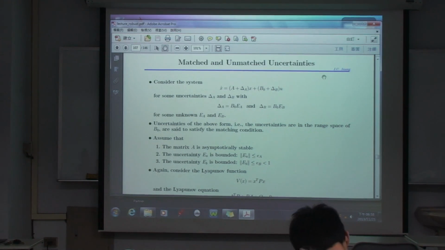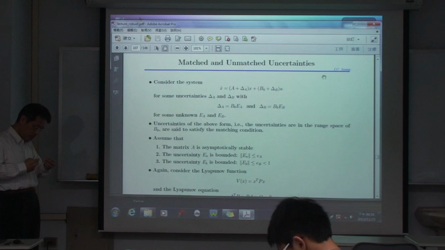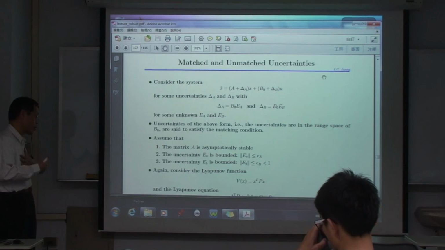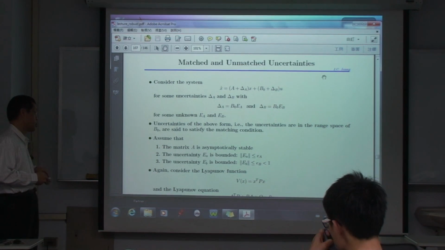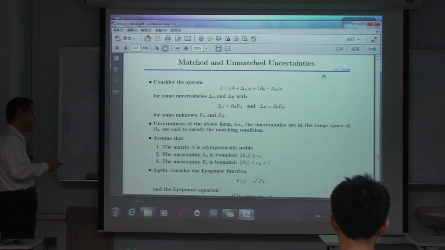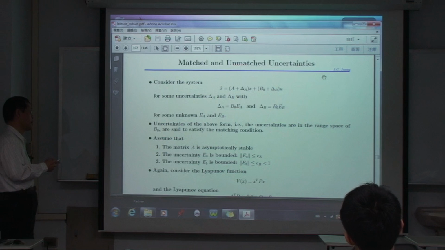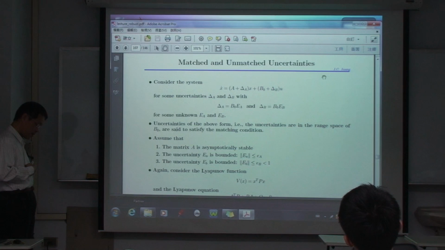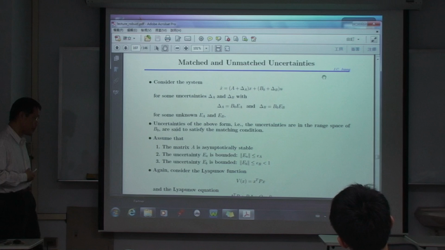So with the above understanding, we definitely hope to extend the result of quadratic stabilization to address the robustness issue. So we'll talk about uncertainty, and definitely we'll define what we call matched and unmatched uncertainty. Essentially, we'll try to look at stabilization and robustness. So we're talking about robust stability now.